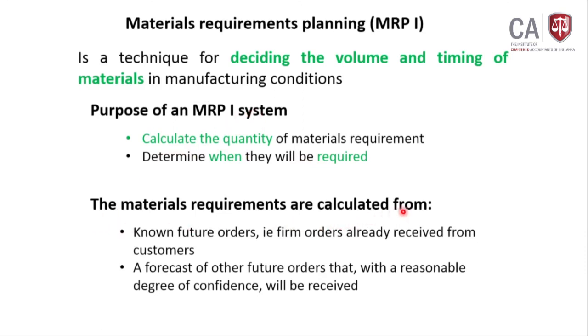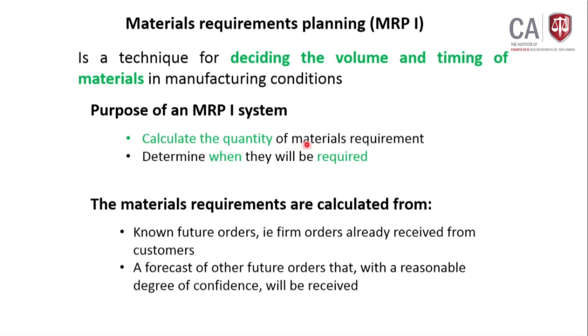So material requirements are calculated from where? Known future orders, firm orders already received from the customers. When the customer places an order, there will be a requirement. Let's say customer A requires production of 1,000 products. So he will be ordering 1,000 products, then you have to give the 1,000 products to the customer. Based on that, you are going to plan your materials. Let's say it is a car purchaser, and he orders 10 cars. So for his order, you are going to materialize the requirement.